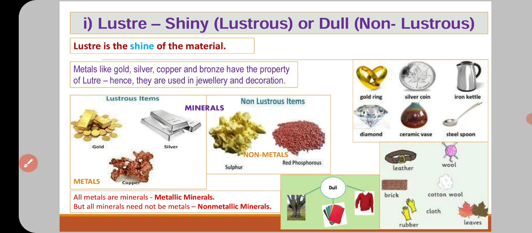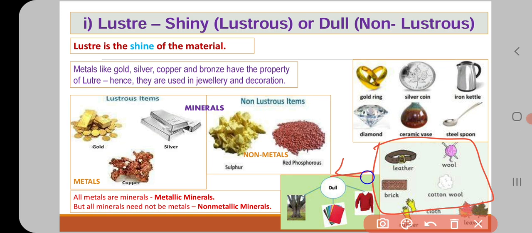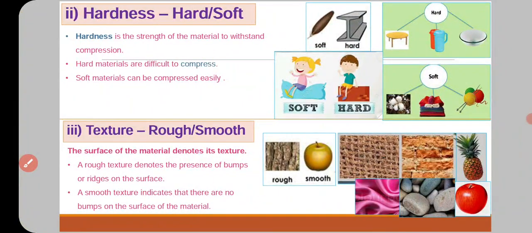Okay. All metals are minerals. They have some minerals in them. They're called metallic minerals, but all minerals need not be metals, so they're called non-metallic minerals. Like wool, cotton, clothes, bricks are non-metallic. Okay. So now next, let's go to next slide, please.